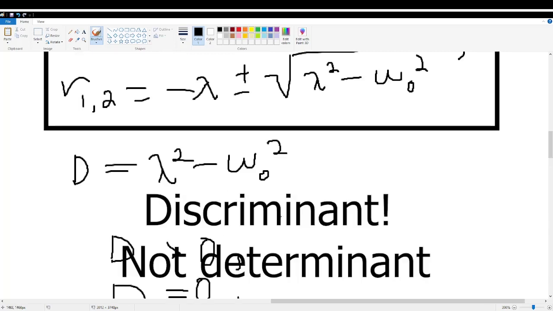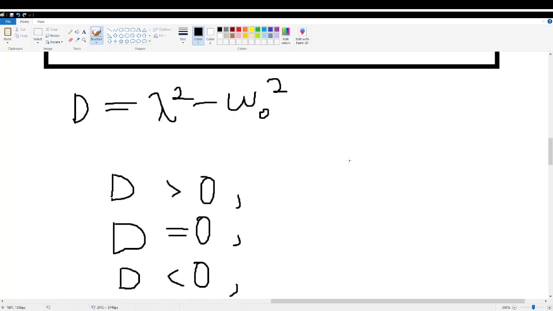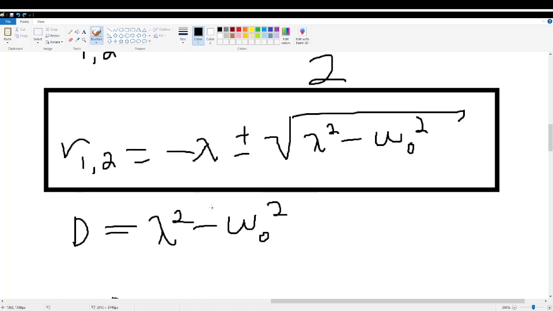Right? If our determinant d is less than 0, then this number is going to be complex, which means our solution is going to have some sines and cosines in it, which means it's going to be oscillating up and down like this. Now notice, it's going to have a constant term out here at the front.